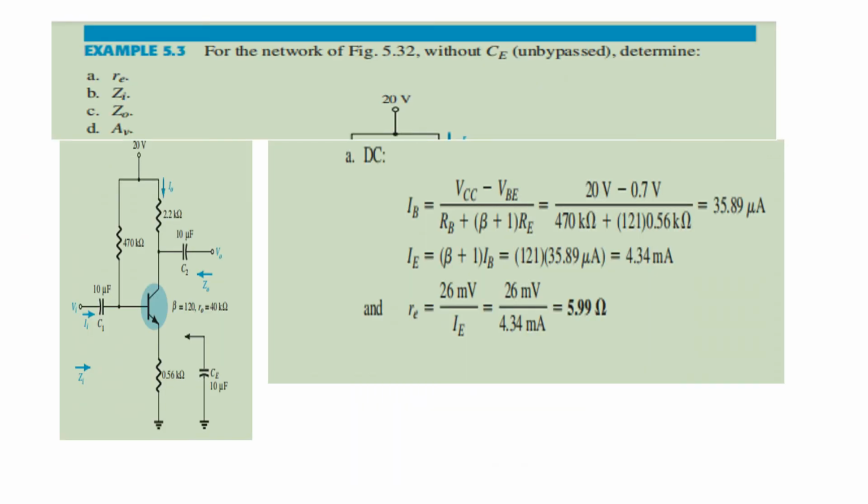Okay. Next, we'll solve some problems based on this. For the common emitter unbypassed network, determine the value of small re, which is the dynamic resistance of the transistor, then input impedance, output impedance, and the voltage gain. Here R0 is given to be 40 kilo ohms and beta is given to be 120. So based on this, you will have to solve the problem.